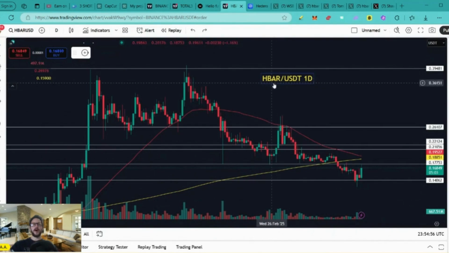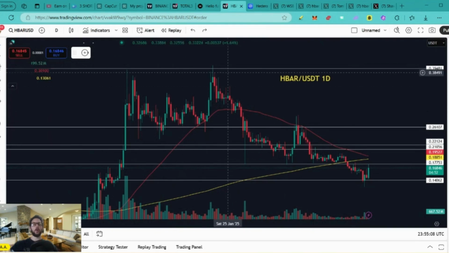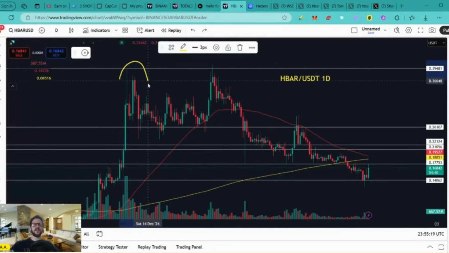We are looking at HBAR over USDT daily chart on Binance. As you see here, back in December of 2024 and January of 2025, the price action of HBAR tried to break above this key level of resistance that's located at 39 cents, but it got rejected. Therefore, we saw this bearish double top idea playing out.